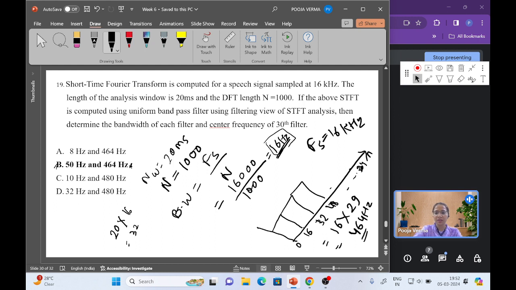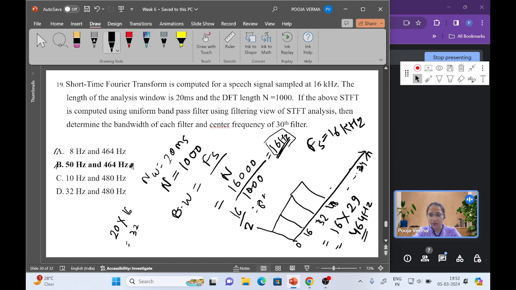So option B is the correct answer for the center frequency at the 30th filter, that is 464 hertz. For the bandwidth, 16 divided by 2, that is 8 hertz, may be the correct answer, option A. I will confirm it and let you know in the next class. Hopefully option A is the correct option, because of the window function they have used.